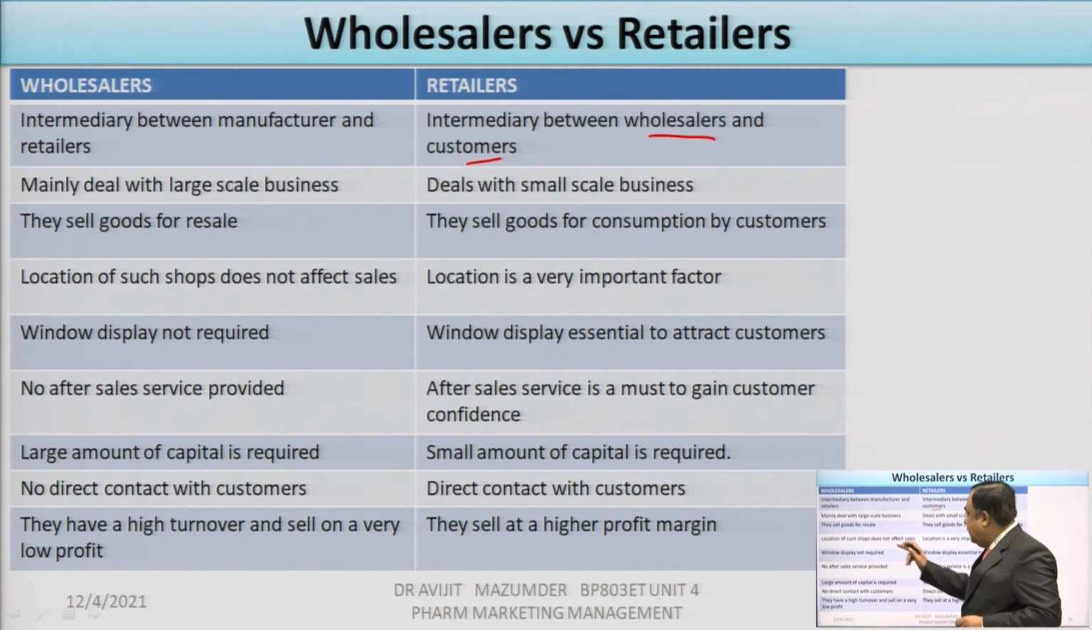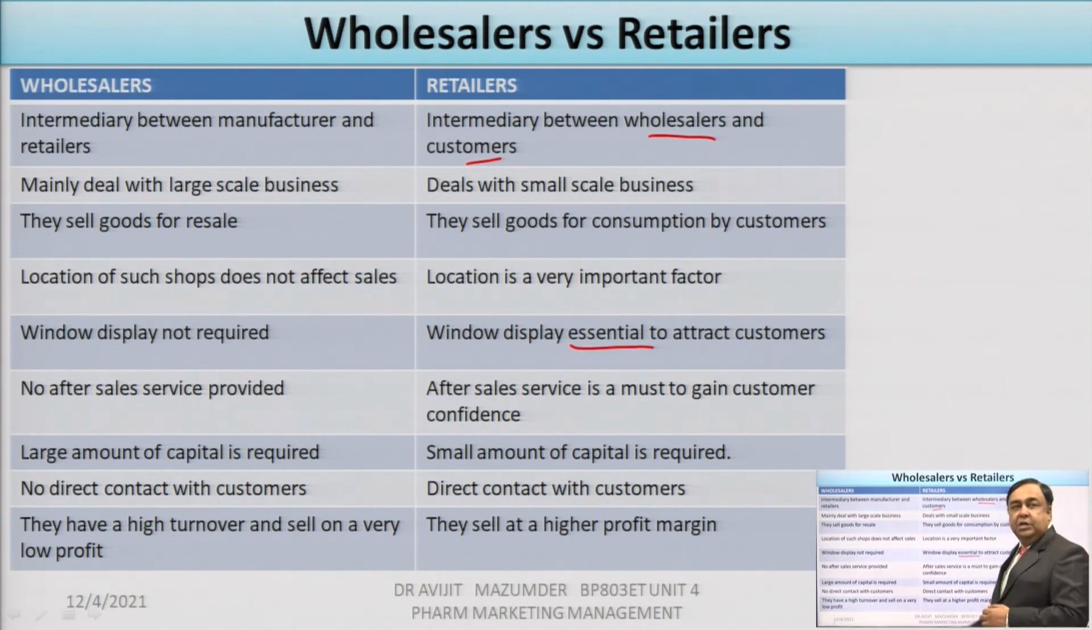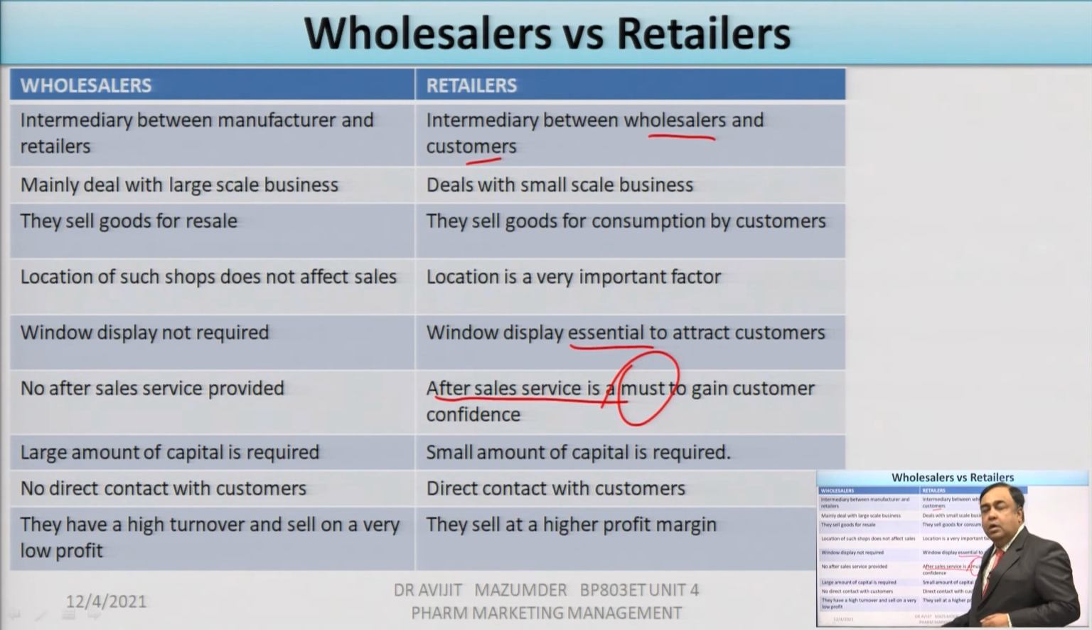Window display is not required in the case of wholesalers, whereas window display is essential for retailers to attract customers. A properly illuminated display should be there. Wholesalers are not entrusted with the responsibility to provide after-sale service, but in the case of retailers, after-sale service is a must in order to gain reputation and get the customers' confidence.